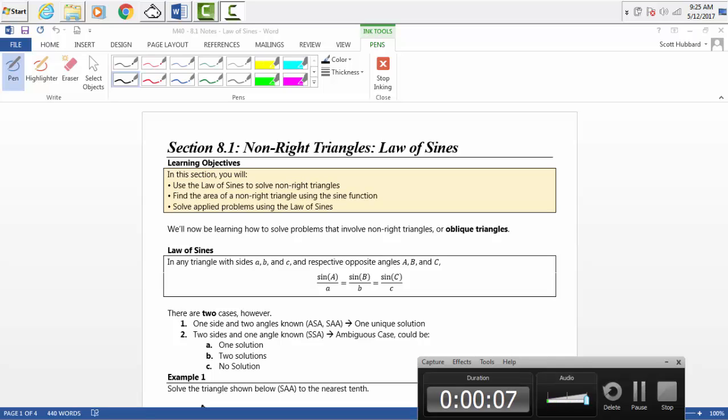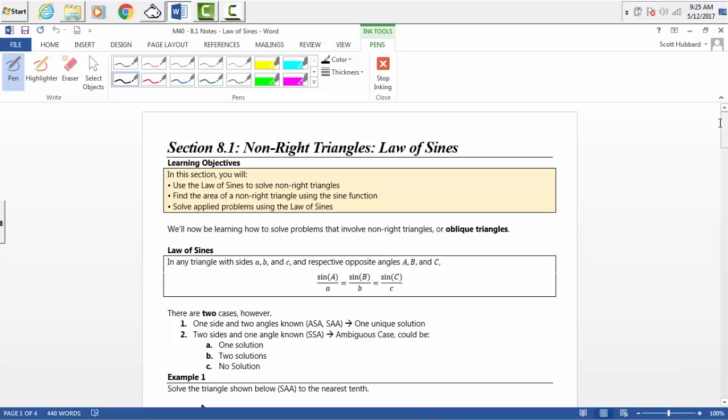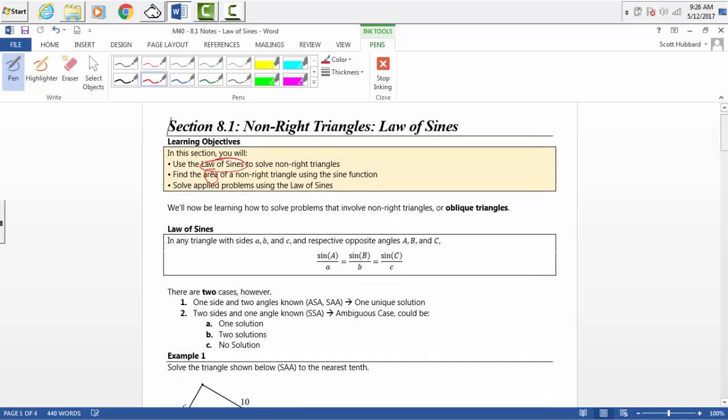Alright, so we're going to be doing two more formulas in this section. One's called the law of sines and one's called the area formula. So we'll learn an area formula as well, and we'll learn the law of sines. So we'll have two types of formulas we're going to learn. Okay, the first thing is the law of sines.